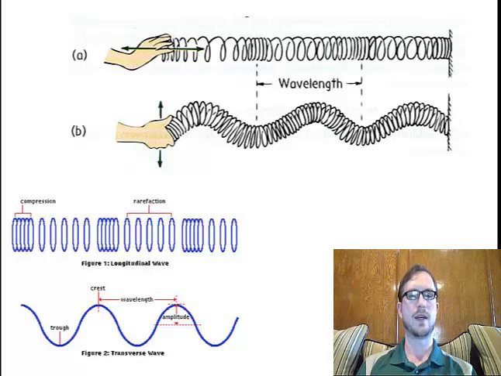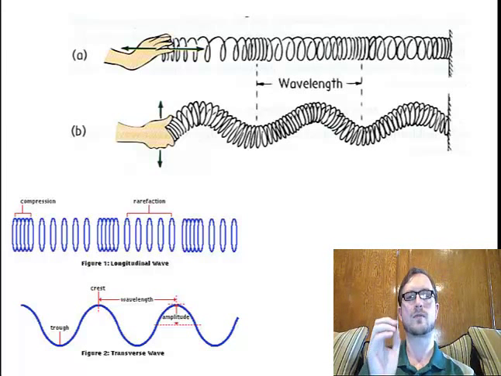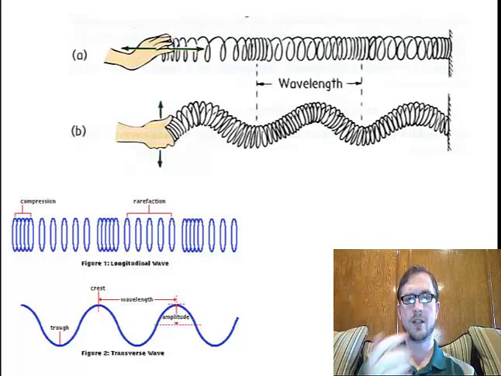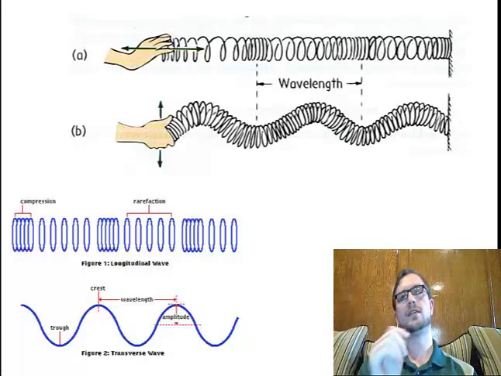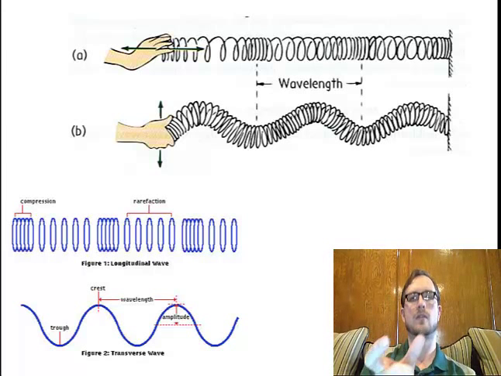So our transverse waves have crests and troughs. Our longitudinal waves have compressions and rarefactions. The rarefaction word would be easy to remember because rare means not very much. They're hard to find. So in a rarefaction, it's harder to find the particles in that area. It's harder to find the coils.